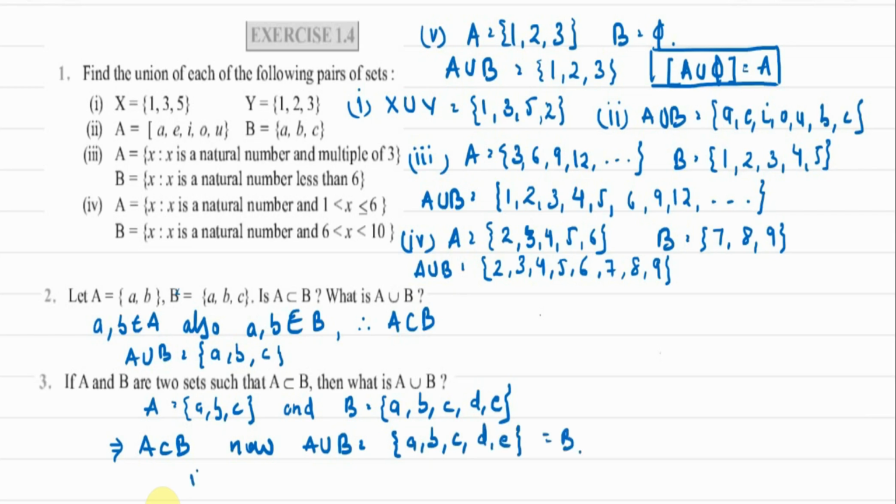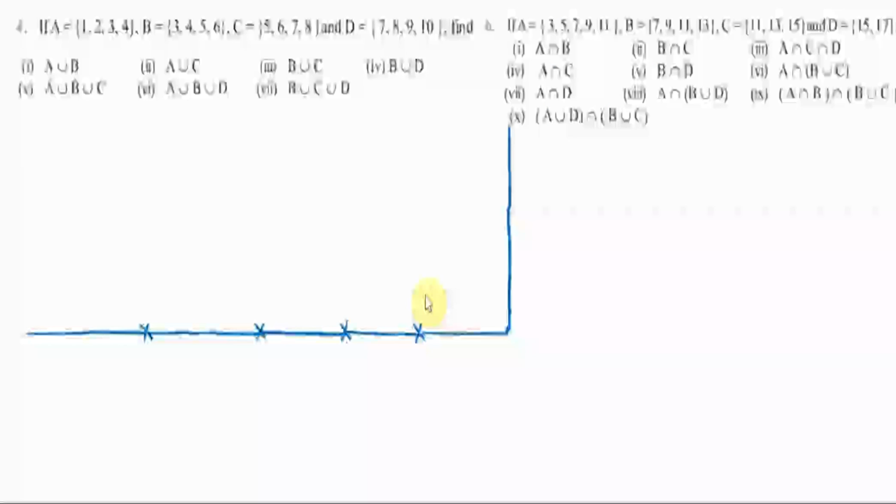Therefore, we can say that if A is a subset of B, then A union B will be equal to set B. Similarly, if B is a subset of A, then this will imply A union B will be equal to A. So the union of the sets will be equal to the bigger of both the sets.